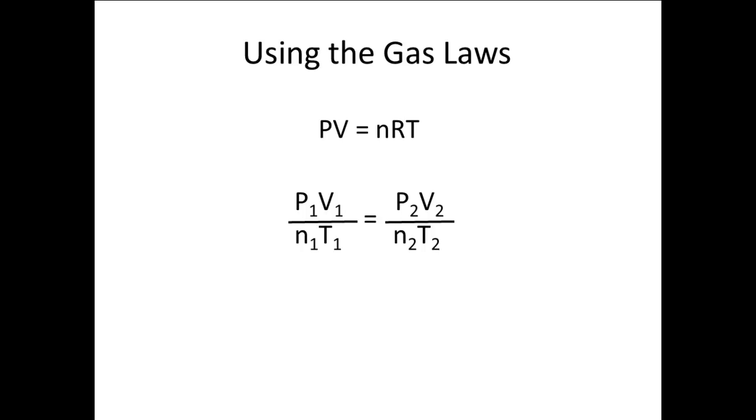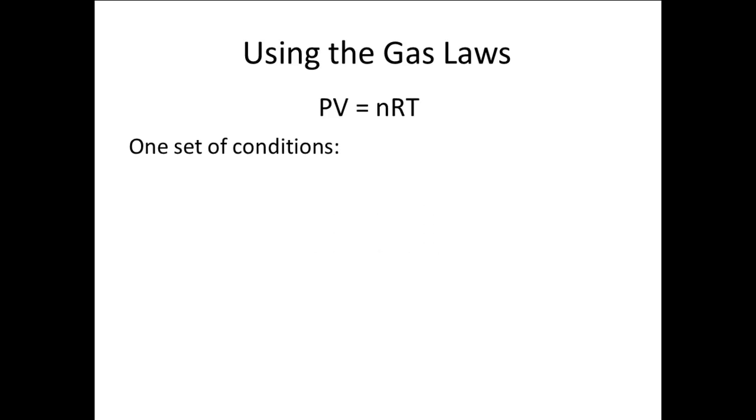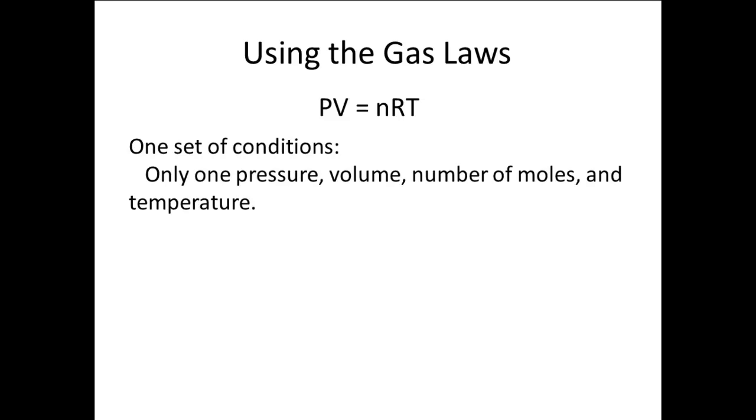The distinction is this: if you have one set of conditions, you need to use PV equals nRT. If you have two sets of conditions, you should use P1V1 over N1T1 equals P2V2 over N2T2. One set of conditions means that you have only one pressure, one volume, one number of moles, and one temperature.